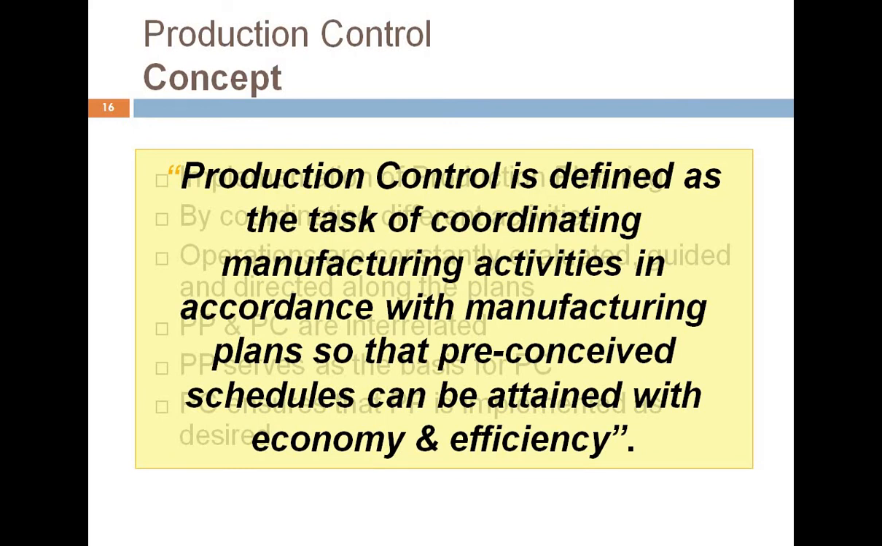Production control can be defined as the task of coordinating manufacturing activities in accordance with the manufacturing plans. Manufacturing plans here refers to all the processes of production planning, which need to be coordinated so that preconceived schedules can be attained with economy and efficiency.